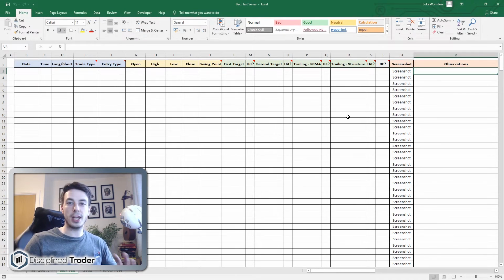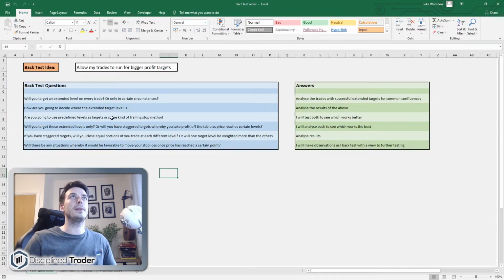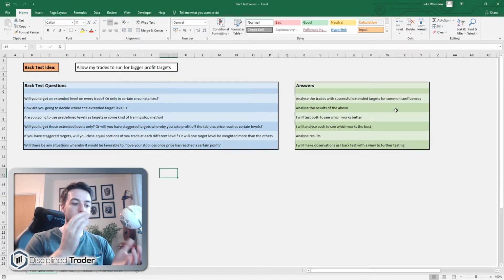The observations are key for this first question. Going back to it, will I target an extended level on every trade? I'm going to analyze the trades with successful extended targets for common confluences. This is quite a difficult one to backtest. What I plan to do is record a screenshot and observations of each trade, whether it wins or loses based on this extended target, and then within those observations, hopefully I'll start to see a pattern as the backtest unfolds.